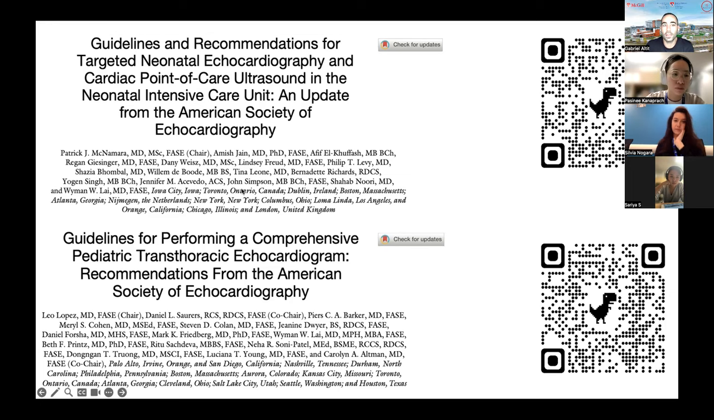One of them talks more about the concepts of TNE in the NICU and how to use TNE to assess your patients at bedside in a very standardized fashion and integrate the information in order to provide physiological-based interventions that are cardiovascularly focused. The other one really talks about how to be very rigorous in terms of doing some of the measurements in the specific views to really allow that we speak the same language among different echo practices.